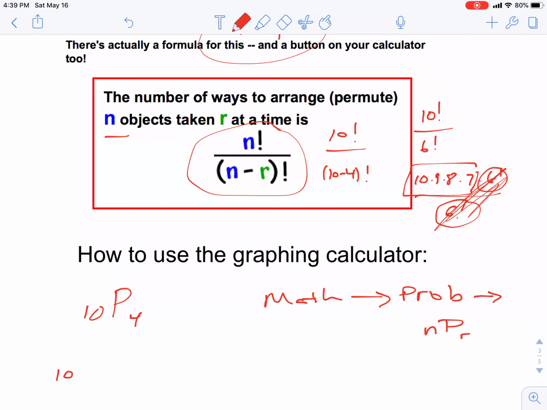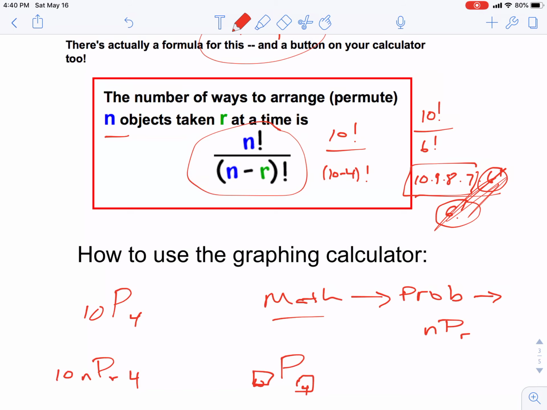If you have a calculator with the operating system like me, a little bit newer one, you are going to have it look like this, where you can just arrow to the boxes and then put in 10 and then put in 4. If not, the older operating system, you would type in the 10 first, do math, probability, nPr, and then you would type in 4, hit enter, and you'll get 5,040.